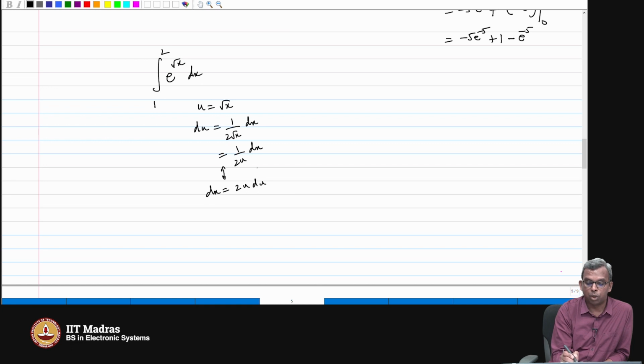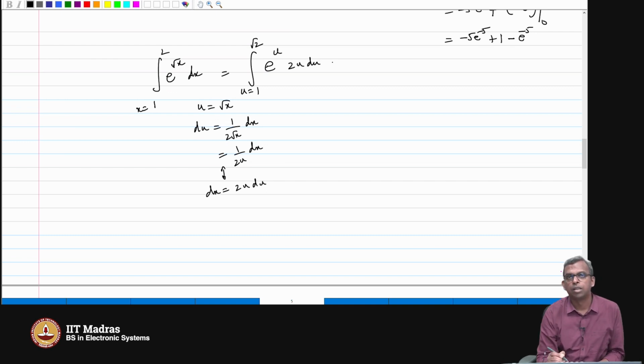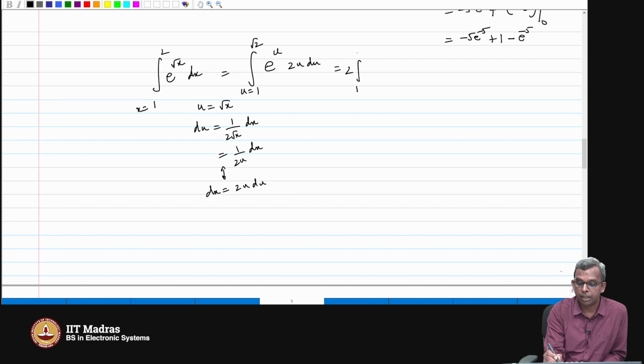Okay, so this is important. And how do you do the substitution here? If x is 1, u becomes 1; if x is 2, u is root 2, so u goes from 1 to root 2. You put e power u instead of e power root x, and instead of dx you put 2u du. Notice how by the substitution you got to a form where you can use parts: 2 integral 1 to root 2 u e power u du.